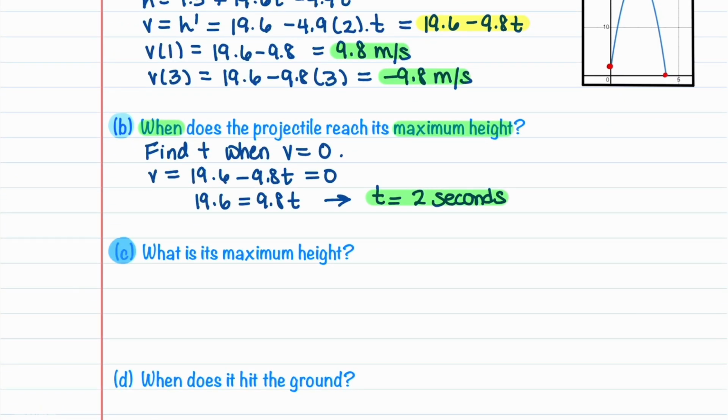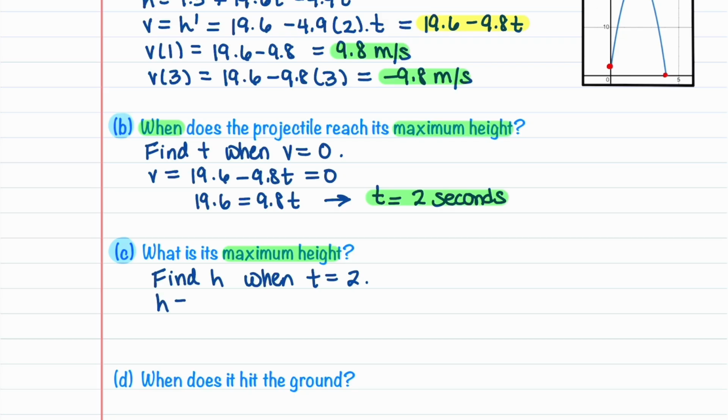Part C is a kind of a follow-up from that. Part C is asking us, what is the maximum height? The maximum height is going to occur at 2 seconds. So we need to find h when t is equal to 2.